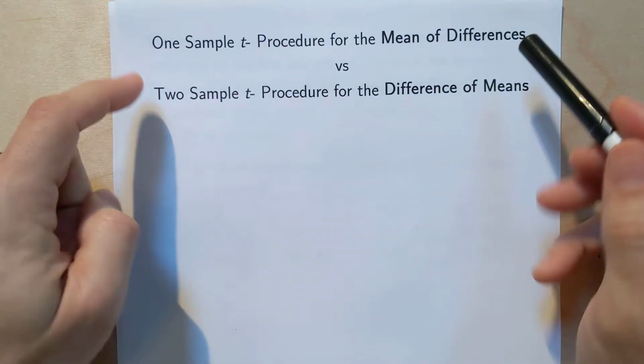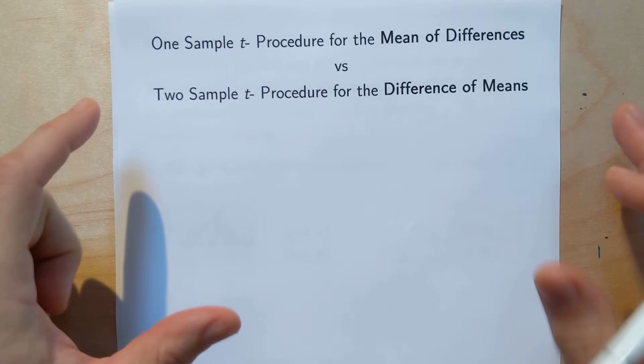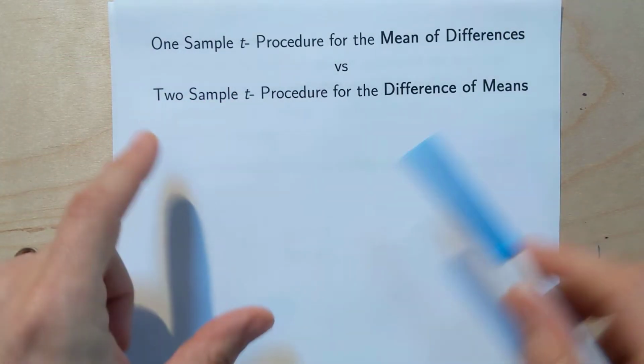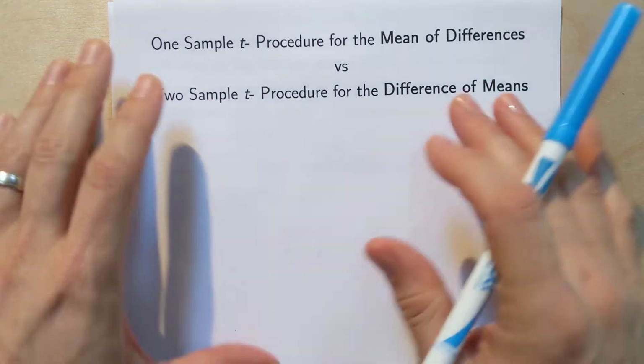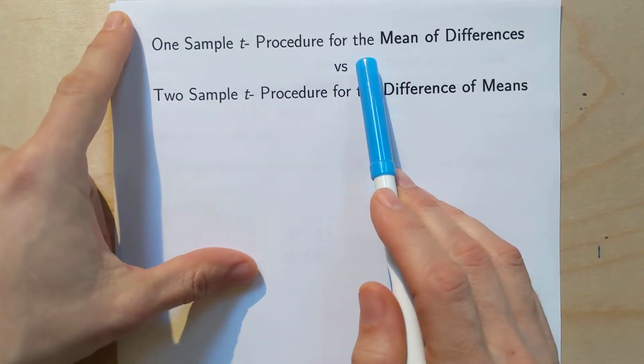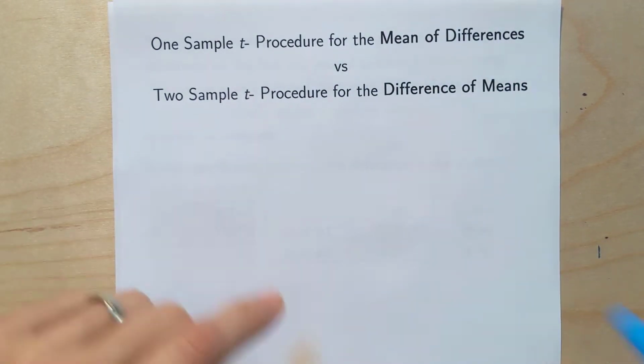We're going to compare two types of tests that sometimes can be difficult to distinguish in practice. In theory, they're very different, but when we look at particular examples, sometimes we might have trouble distinguishing when do we use each of these procedures. So we're going to talk about a one-sample T procedure for the mean of differences versus a two-sample T procedure for the difference of means.